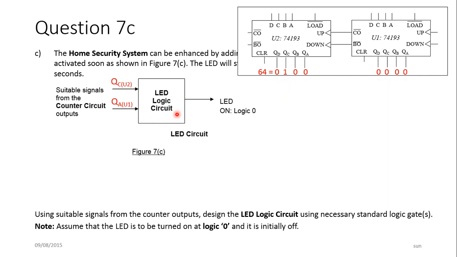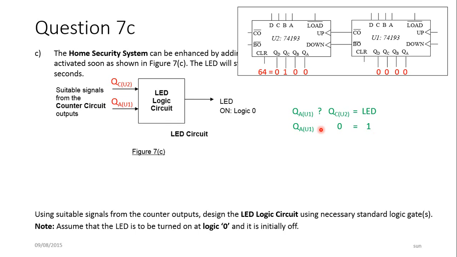Now that we know the two inputs, what we are going to do next is to find out the logic operation. The first thing is that the LED should be off before the counter reaches 64. Hence, when QC of U2 is 0, the LED should be 1. So what logic operation will produce this?